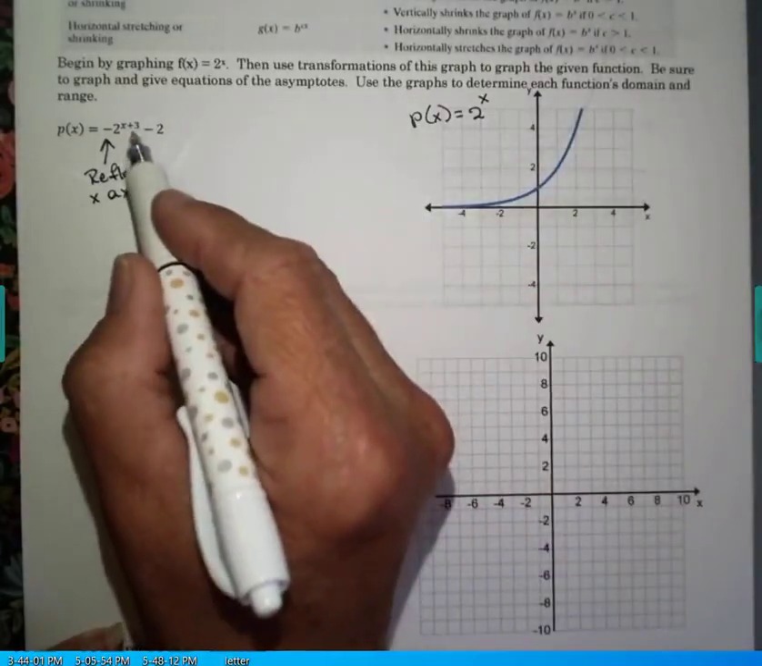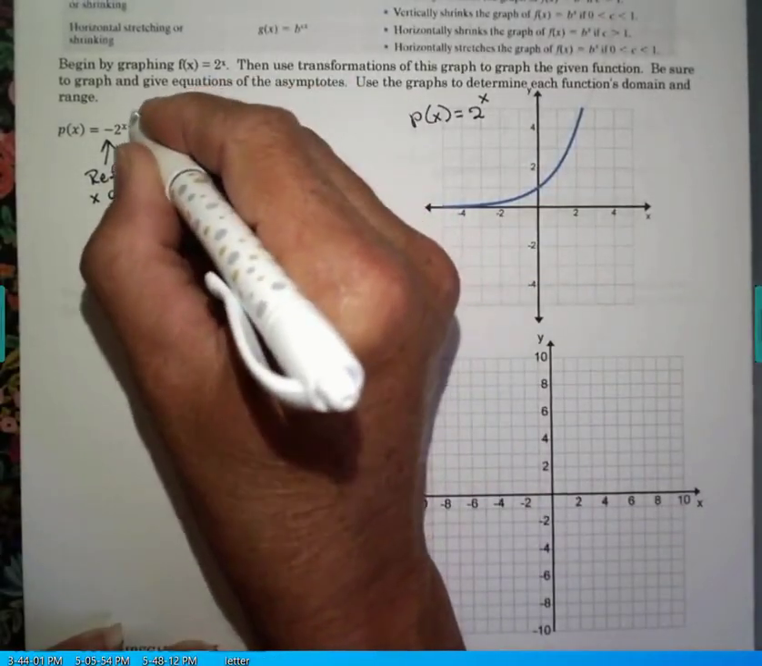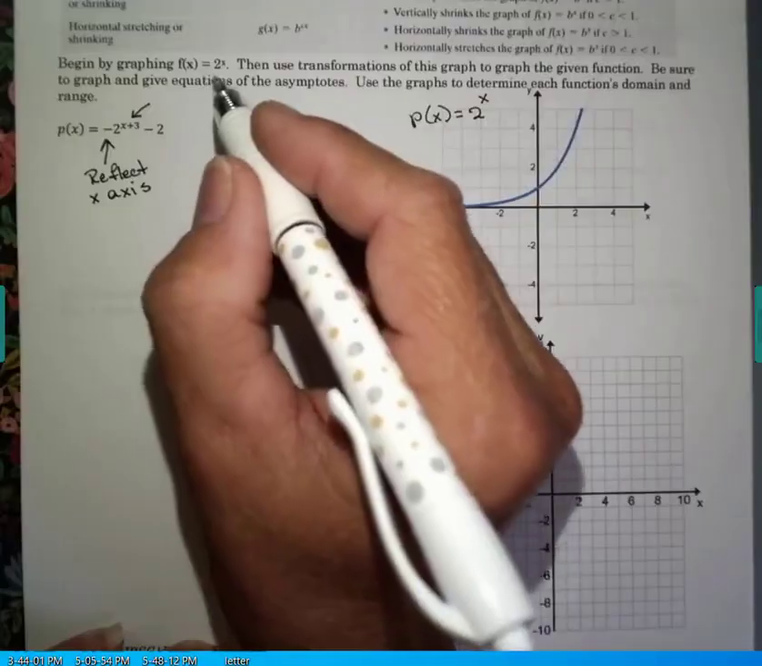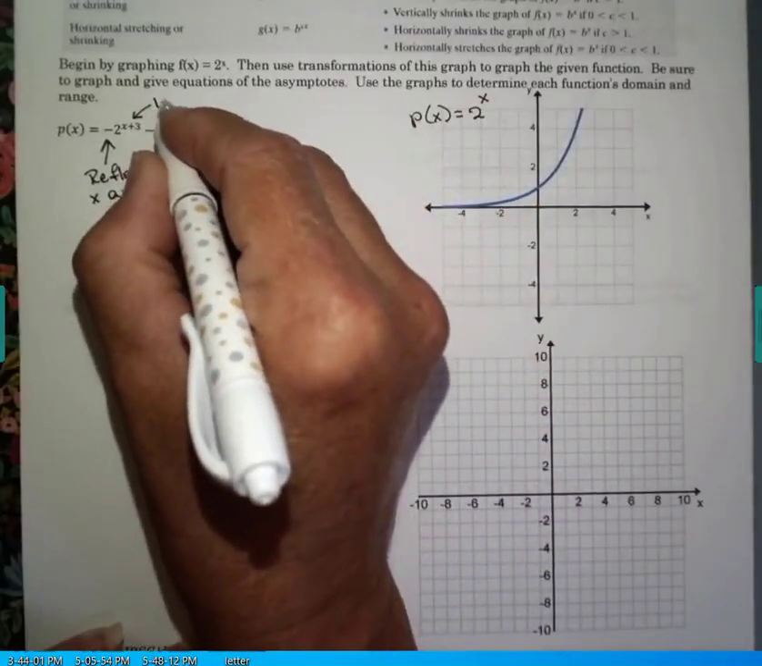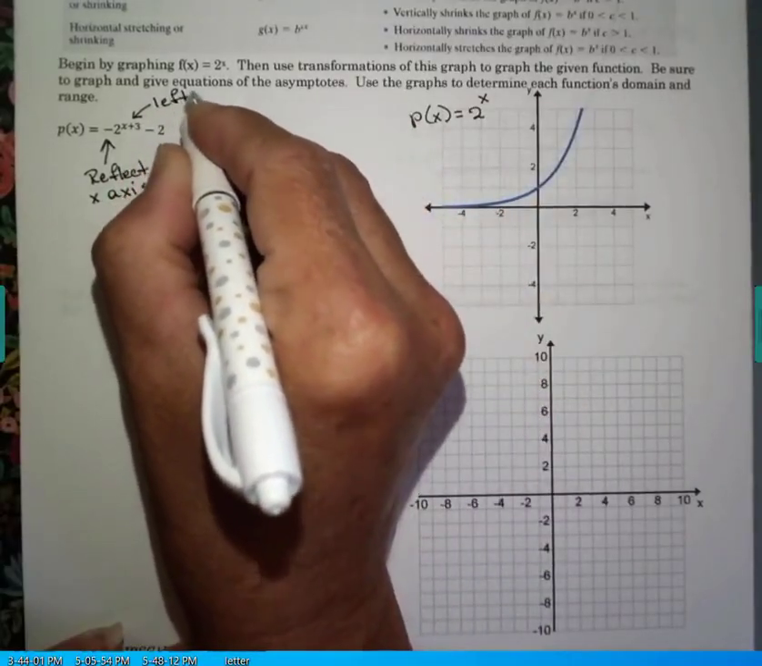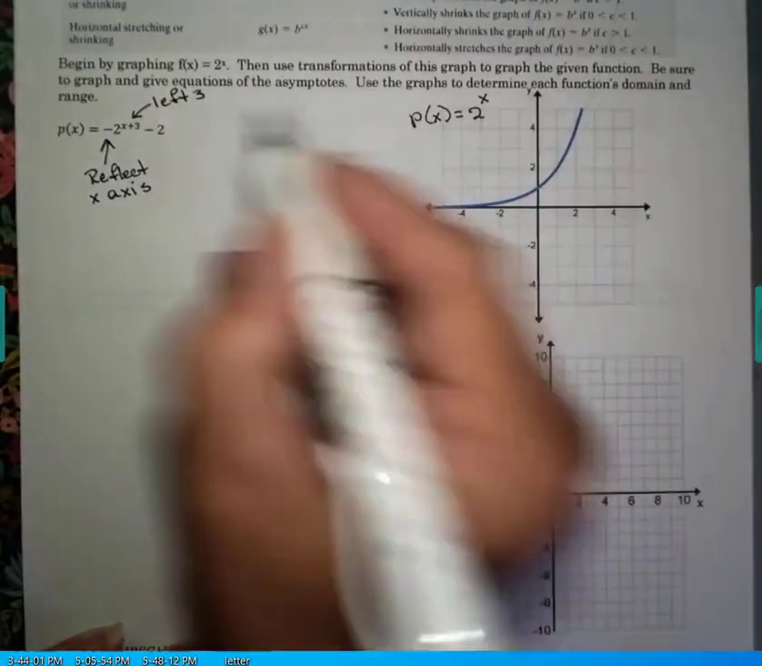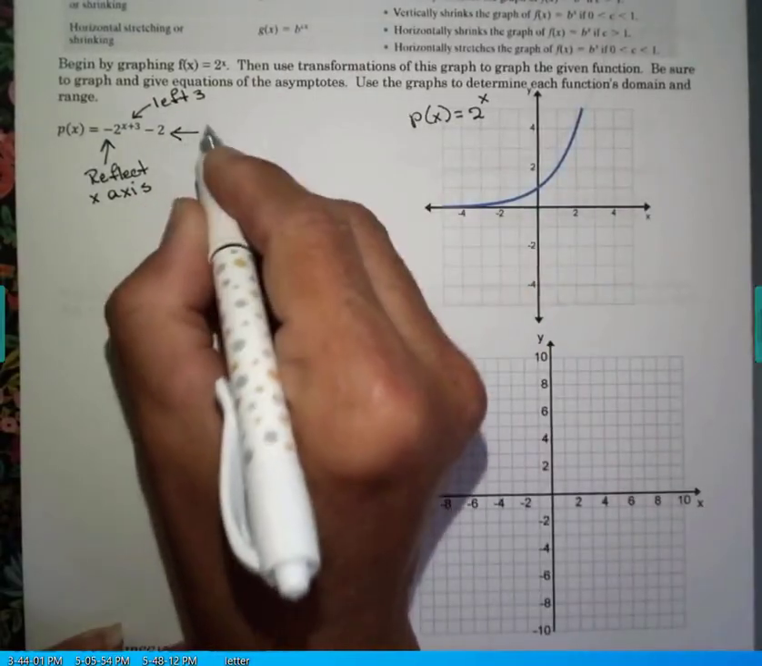Now, what else is going to happen? Well, up here, I've got +3 added to the exponent. And that is where it tells me to go left 3 points, 3 places. And then the final one is the easy one, down 2.